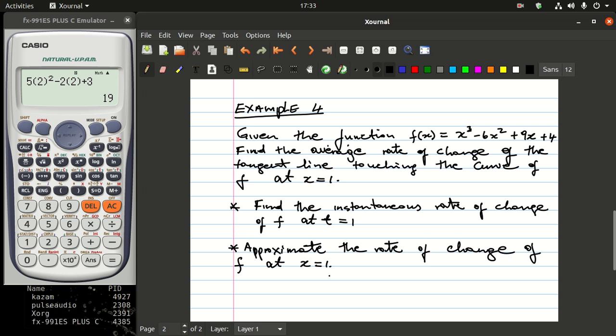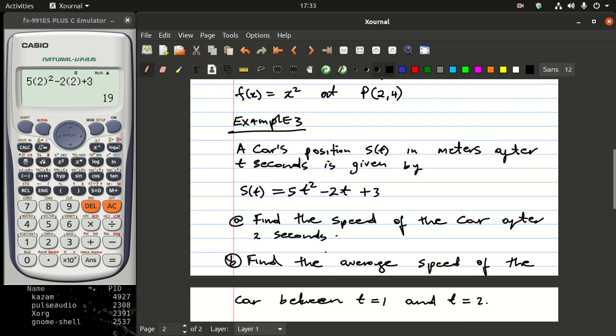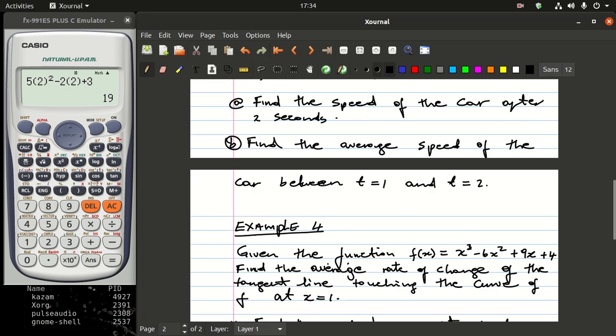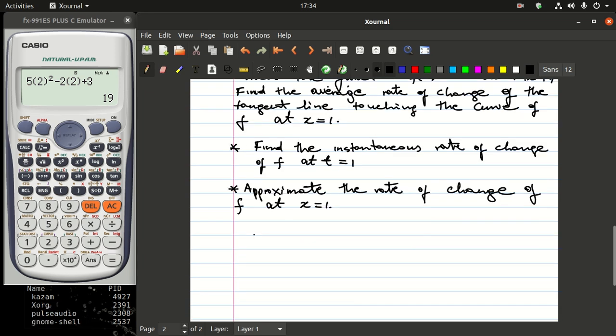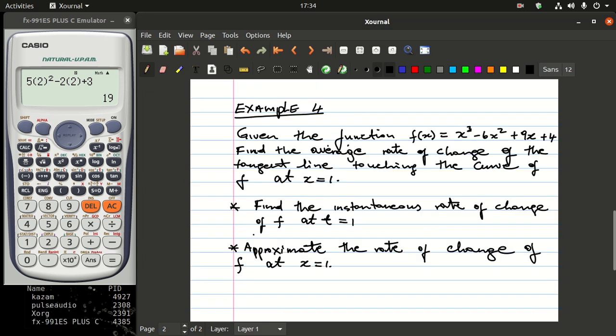So I want you to take note of this. Look into this question here. Find the average speed. You were given these 2 points. Find the speed of the car. The speed is just the instantaneous rate of change of this function. It is the average of the tangent line touching this curve only at t is equal to 2. So take those notes and make sure that you understand so that you don't invest so much only to struggle in the exam. So that's what I want you to do here.